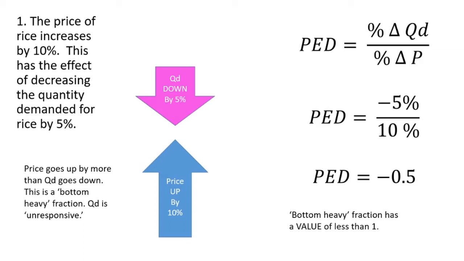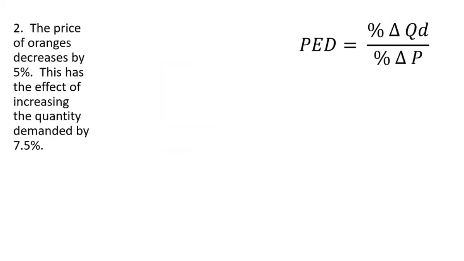I will say that this is a bottom-heavy fraction, and because it's a bottom-heavy fraction, because the denominator is greater than the numerator on top, this is going to have a value, when you divide it through, of less than 1. The value of that number is less than 1.